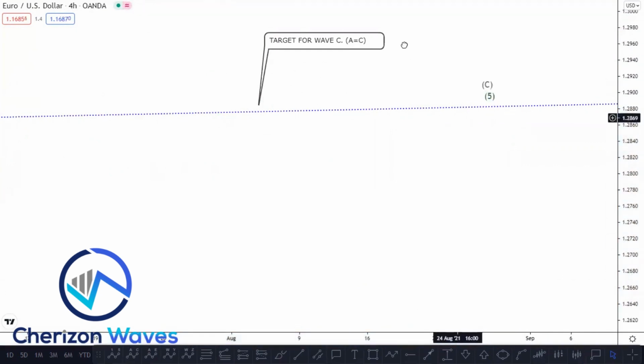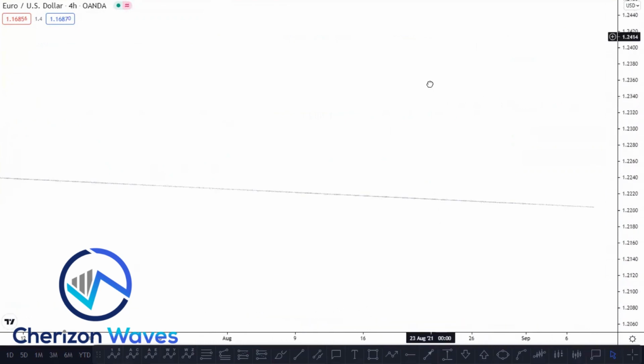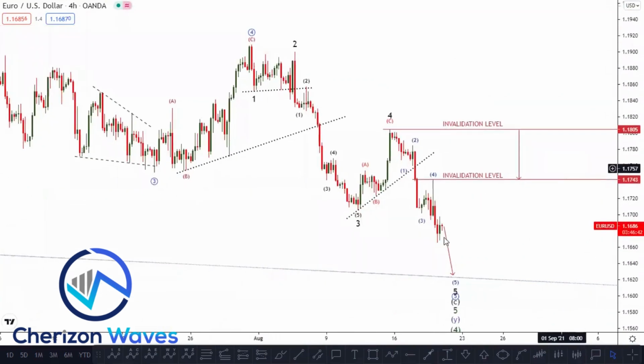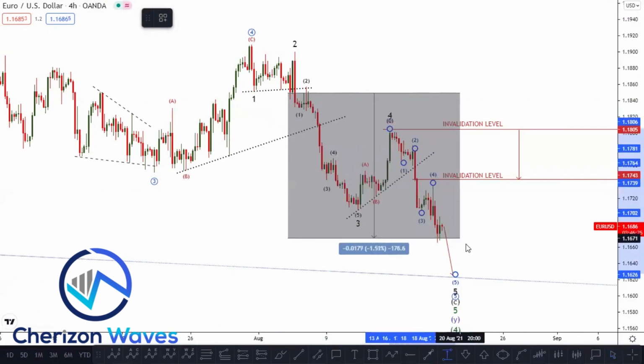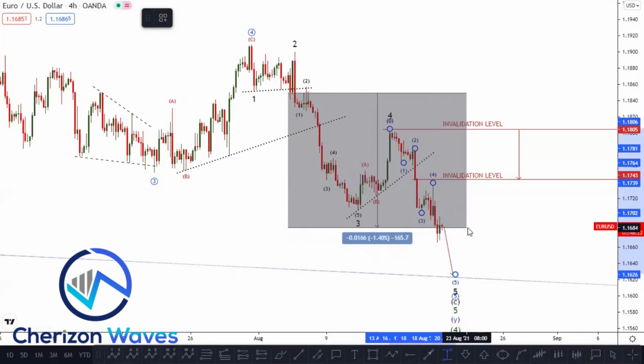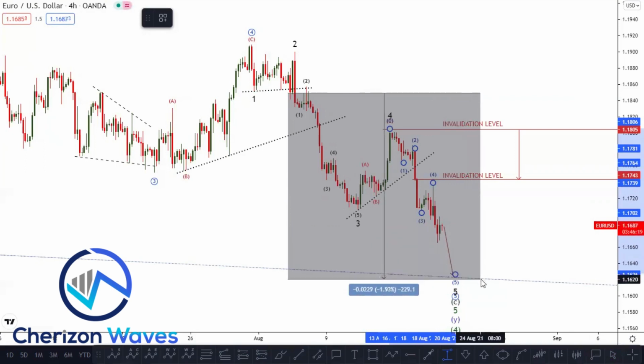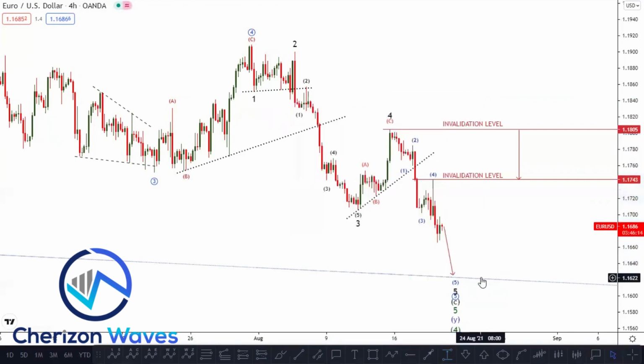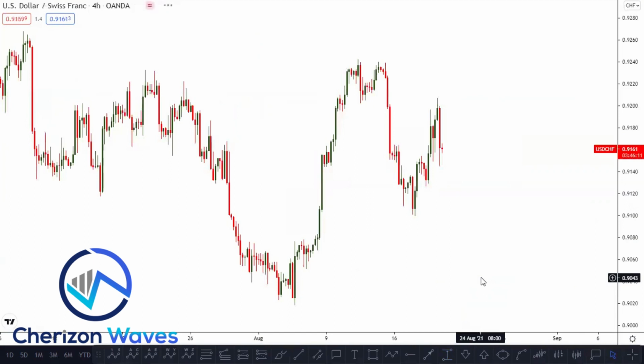And that will be our target once wave 4 completes, probably this week or next week. For now, we're still bearish, but it would not be advisable to short this pair if you're not already in, because the risk would be bigger than the reward. For this pair, before we move to the next one, from the time we entered up to this point, we are running around 165 pips, but to the target, we expect to touch at least 227 pips.